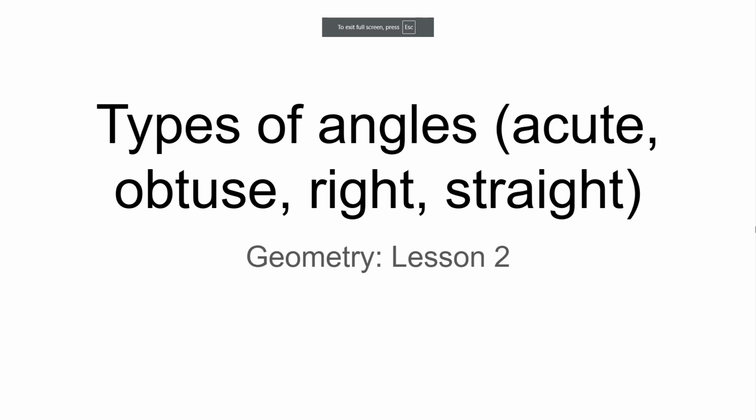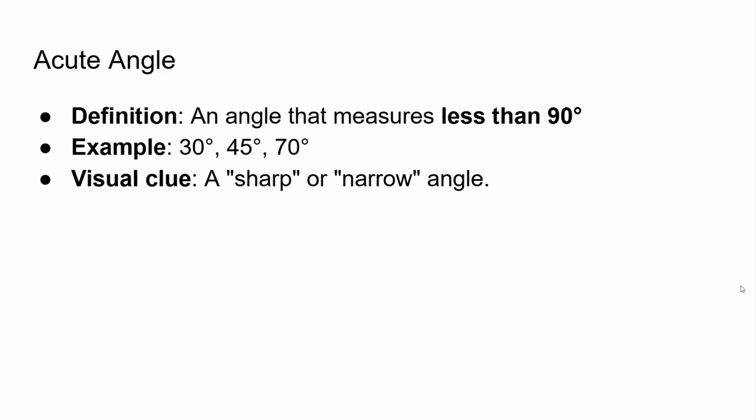Types of angles: acute, obtuse, right, straight. Geometry lesson 2. Acute angle. Definition: an angle that measures less than 90 degrees. For example, 30 degrees, 45 degrees, and 70 degrees. Visual clue: it's a sharp or a narrow angle.